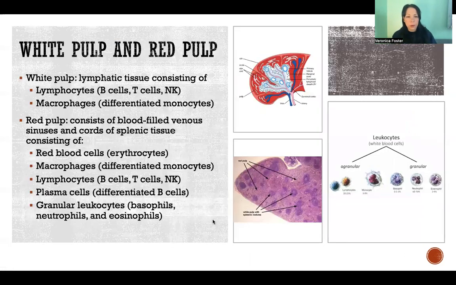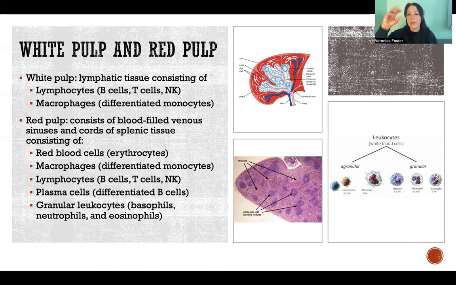So white pulp, I know these are kind of gross terms in anatomy. They name a lot of certain things pretty grossly. But yeah, white pulp is the lymphatic tissue that consists of lymphocytes and macrophages. Lymphocytes meaning B cells, T cells, and natural killer cells, and macrophages meaning they were monocytes, which is a type of leukocyte that differentiates and becomes a macrophage.